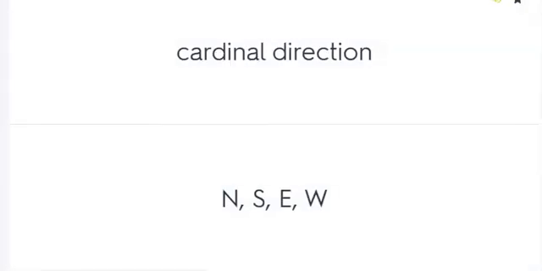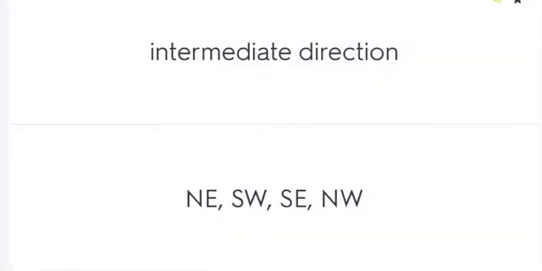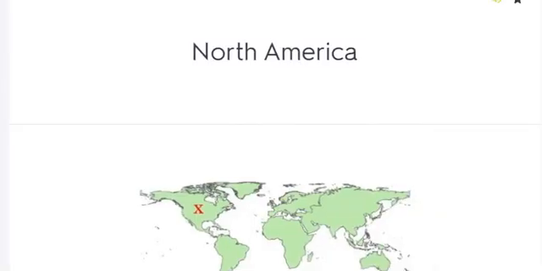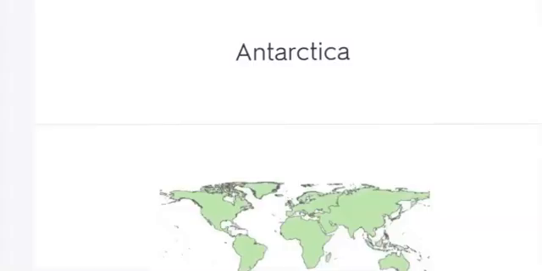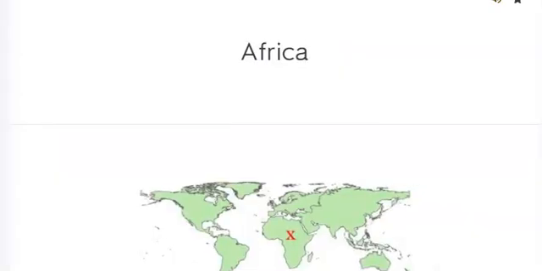Cardinal direction: N, S, E, W. Intermediate direction: N-E, S-E, S-W, N-W. North America. South America. Antarctica. Africa. Australia. Asia. Europe.